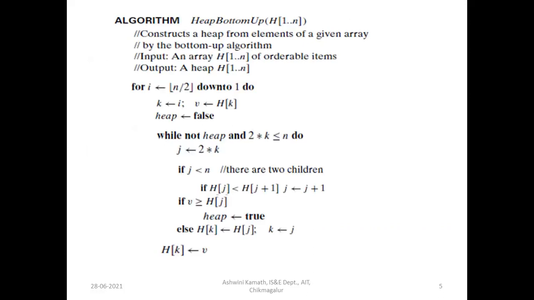j is equal to 2 into k. 2 into k will be having the child node, and we are going to compare that. So i is equal to n divided by 2, floor function.